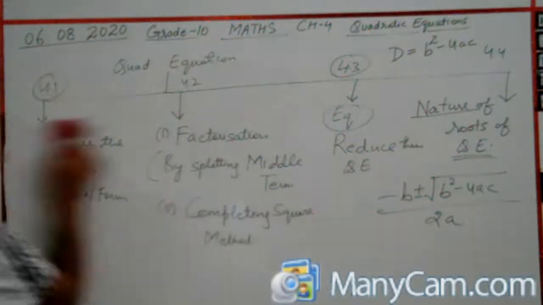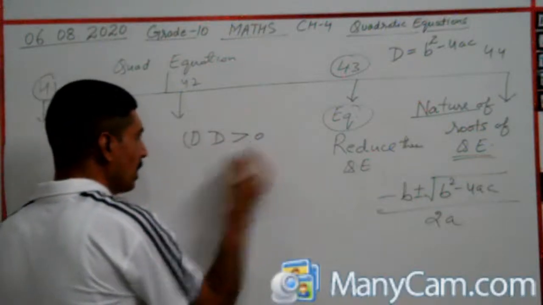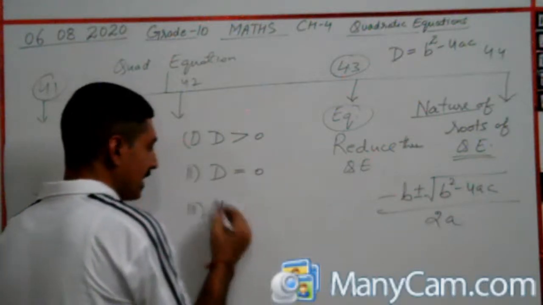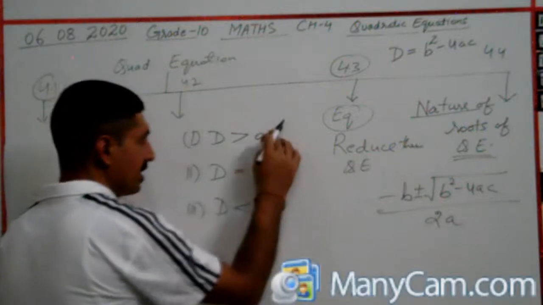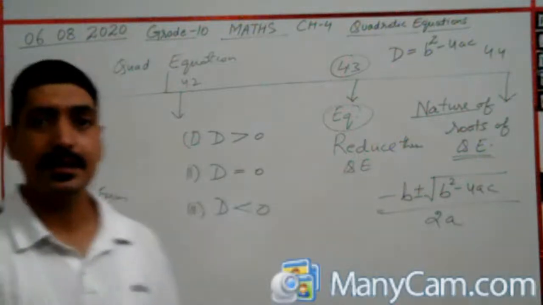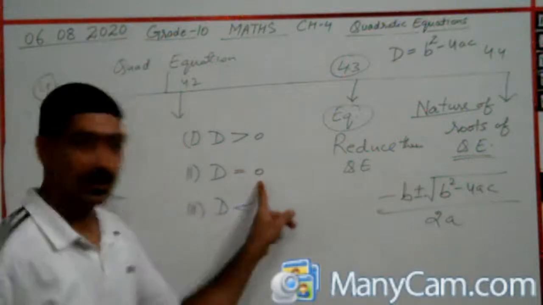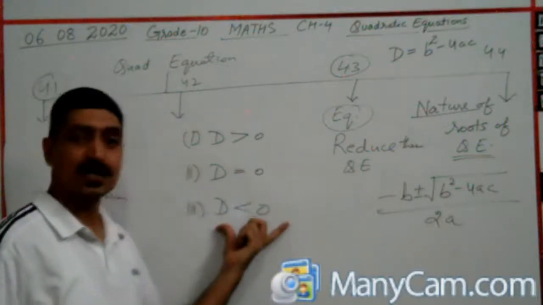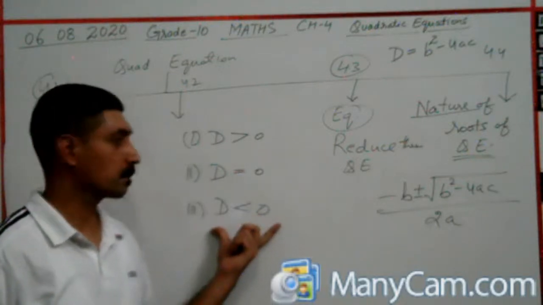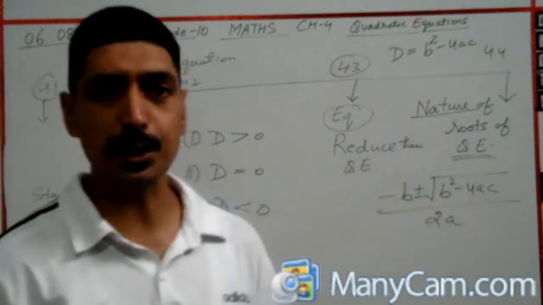First, when the discriminant is greater than 0. Second, when it is equal to 0, and third, when D is less than 0. When the discriminant is greater than 0, we have two real and distinct roots, or different roots. When it is 0, two real and equal roots. And lastly, no real root exists when this value is less than 0. So this is all about this chapter. We will start today with the introduction.